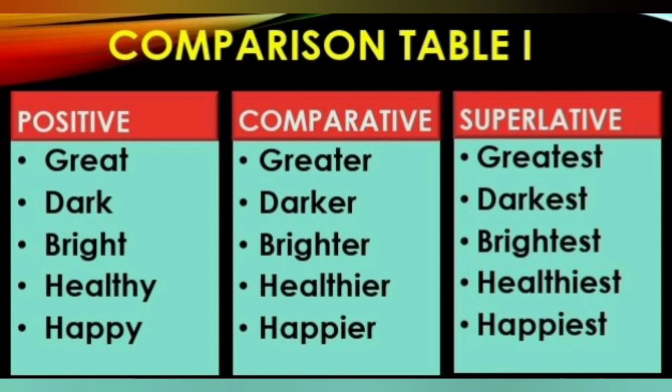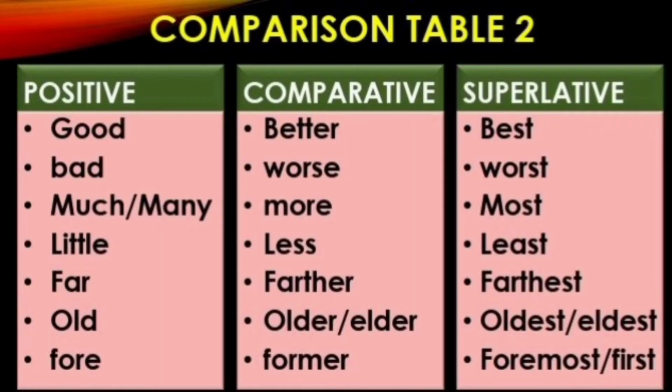Okay, viewers, let's go to the next table. The next table shows irregular comparison. Irregular comparison means in all the 3 forms, positive, comparative and superlative, the words used are different. We are not using ER and EST forms to form comparative and superlative degrees. So this is something different. All the 3 forms are quite different. So let's see some examples.